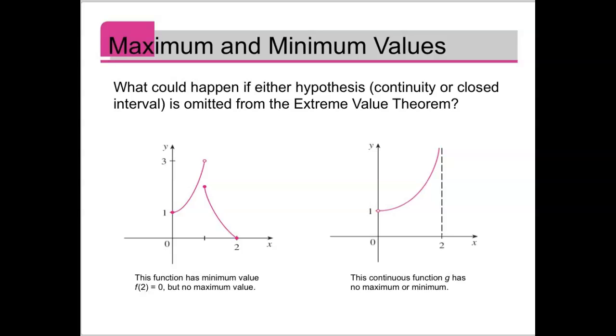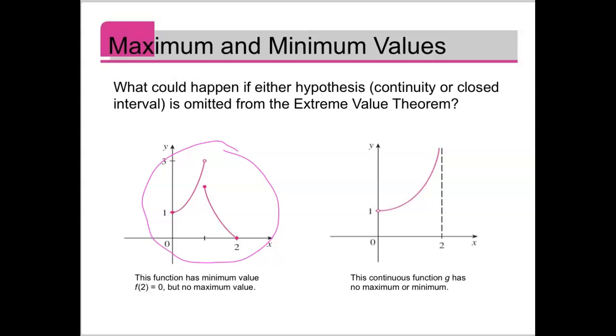For example, if it's discontinuous, it could look like this. This function has no maximum value. The reason being, it's bounded by 3, right? It's bounded on top by 3, but it never attains the value 3. That's an open point. So you can't define a maximum value.